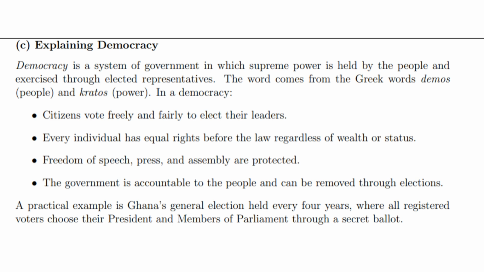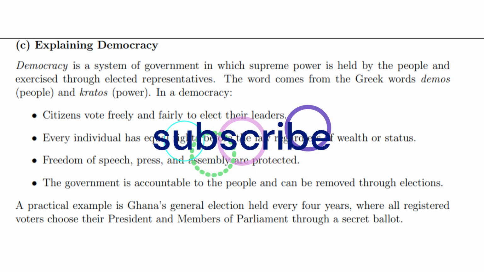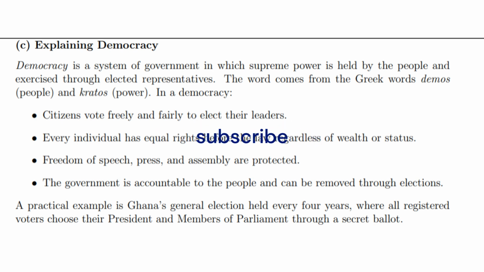So democracy is a system of governance in which the supreme power is held by the people and exercised through elected representatives. The word comes from the Greek words demos, which means people, and kratos, which means power. So in a democracy, citizens vote freely and fairly to elect their leaders.